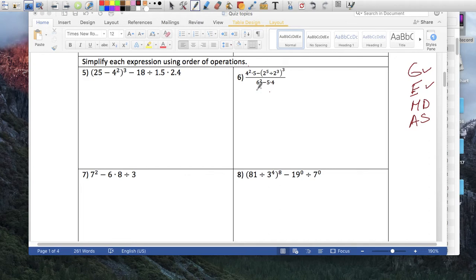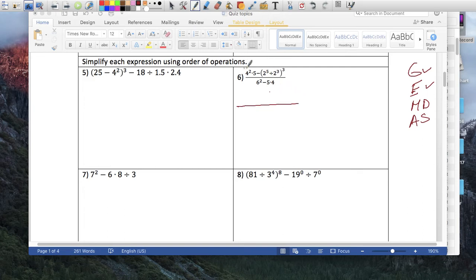So let's do 6. 6 has 2. It's a fraction, right? So the idea here is do the top, simplify everything on the top to a single number, do the bottom, make sure everything gets simplified to one number, and then see what kind of fraction you get and see if you can simplify that fraction. Okay, so let's do that.